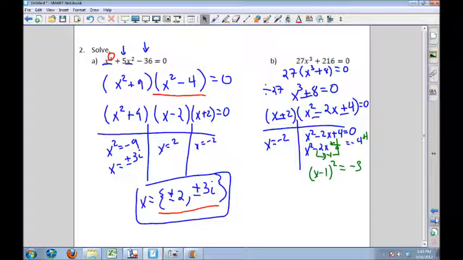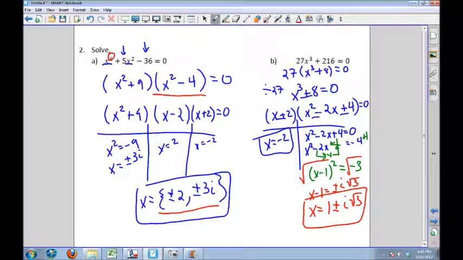When I take square roots of both sides to solve for x, I end up with x minus 1 is equal to plus or minus i times the square root of 3, which when I solve for x is 1 plus or minus i rad 3. That would be my imaginary solution. I have one real solution, x equals negative 2, and two imaginary solutions, 1 plus or minus i rad 3.